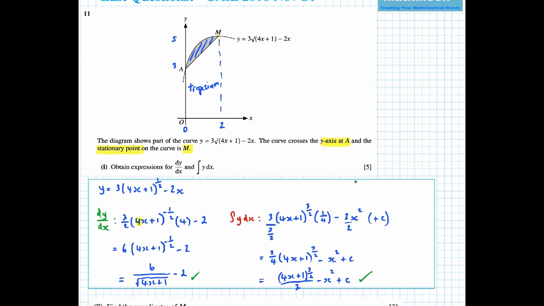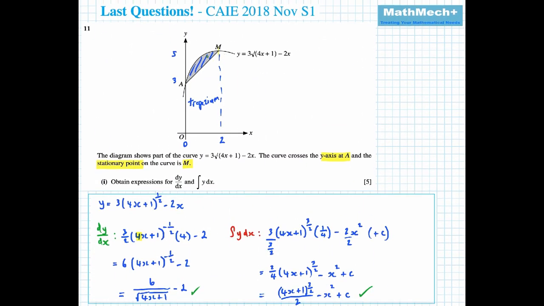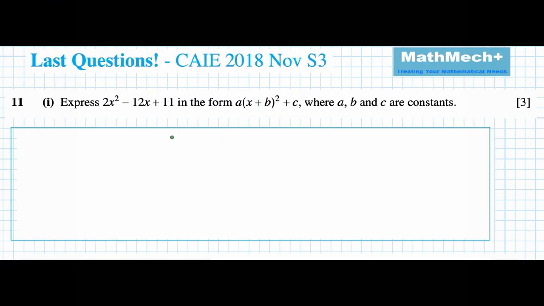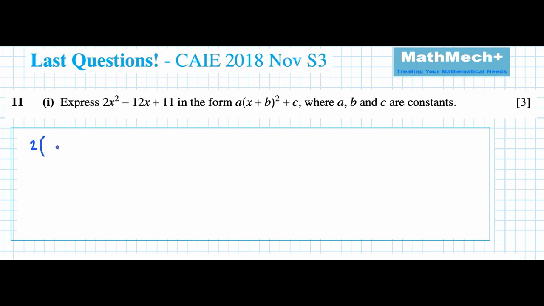And just for reference, here's a quick look back at the diagram, just in case you need to see it more clearly. In our third last question from November 2018, Series 3, we have to express 2x squared minus 12x plus 11 in the form for completing the square. So just be very careful with the constant at the front, so separate it out with the brackets.